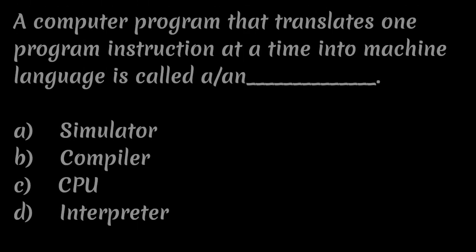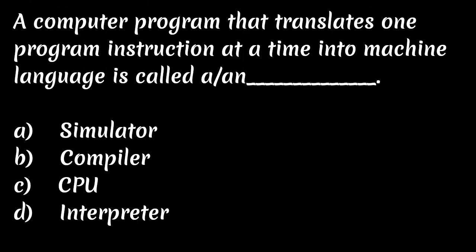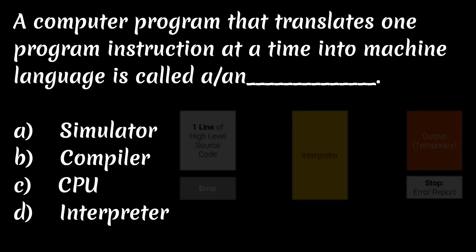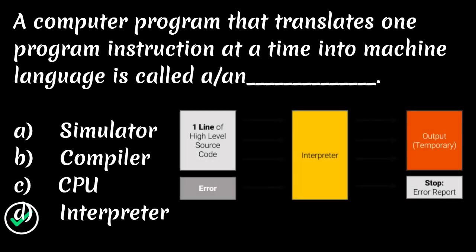Question 15. A computer program that translates one program instruction at a time into machine language is called a or an. A. Simulator. B. Compiler. C. CPU. D. Interpreter. Answer D. Interpreter.